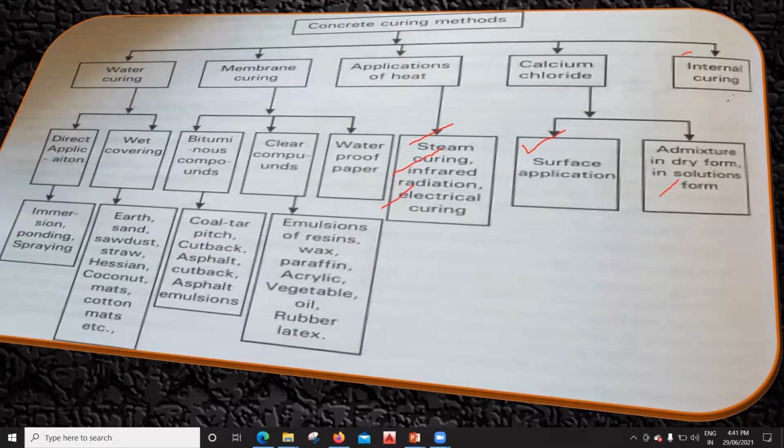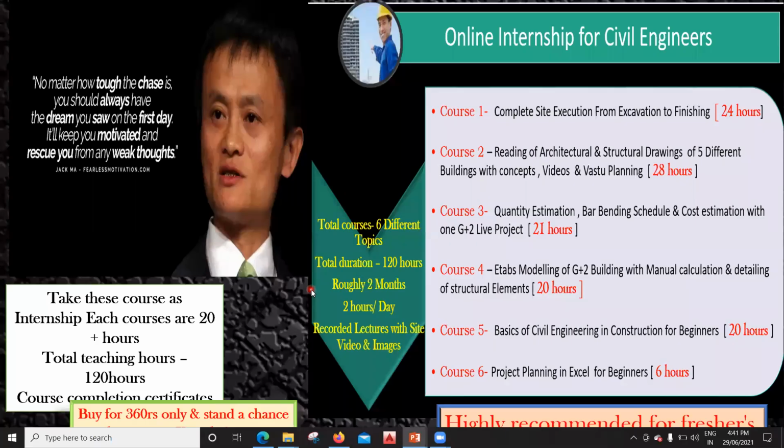And the last one is the internal curing, where we actually don't allow the water which is present inside the concrete to get evaporated. That means the curing will happen from the inside only. So these are the different types of curing and all. In the upcoming lectures, we'll try to see all this curing in a more detailed way, right? And we'll try to understand that. So we'll see you back in the next lecture. Thank you.